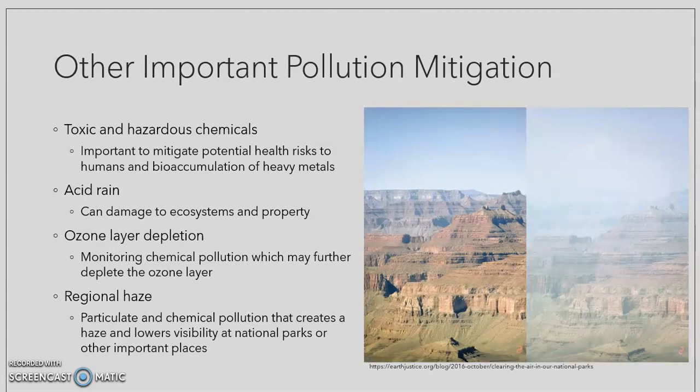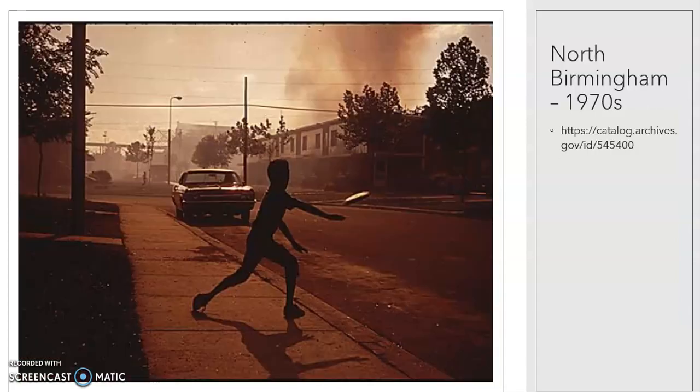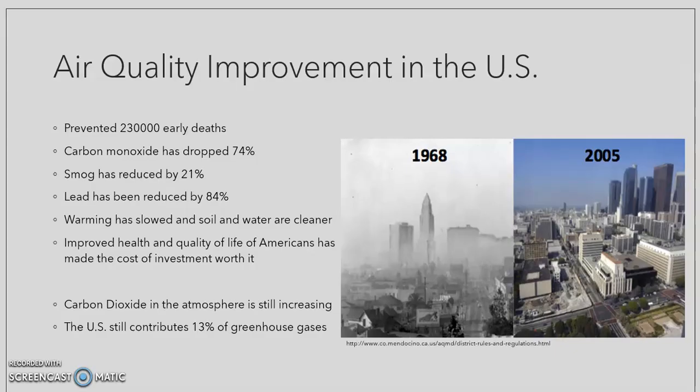So other important mitigation that the EPA does is of acid rain, ozone layer depletion, and regional haze. Here are some pictures of pollution from the 70s. It was said that people in Denver couldn't see mountains 35 miles away. And then here's a picture of a child playing in a really heavily polluted area of North Birmingham in the 70s. But the EPA has done a good job of removing obvious pollution and not so obvious pollution from the atmosphere in the U.S. And it's prevented a lot of deaths.